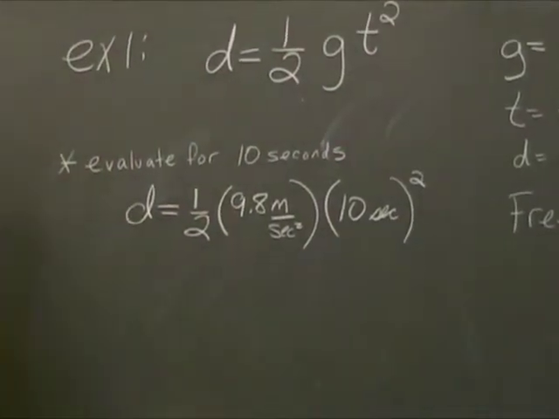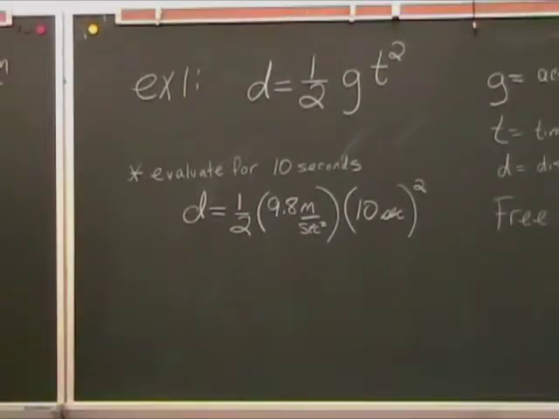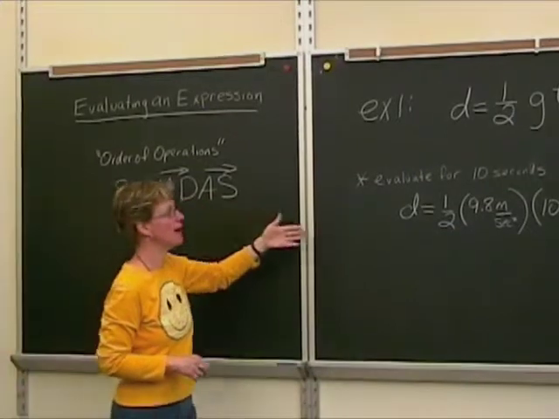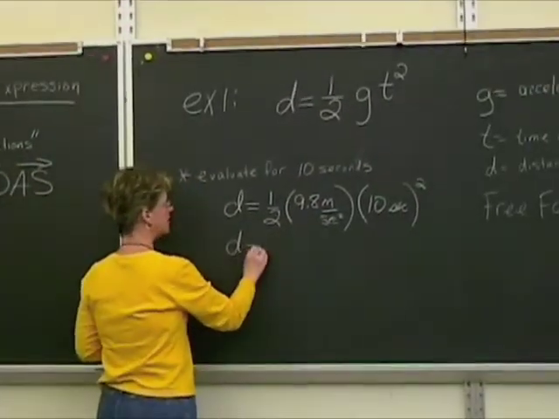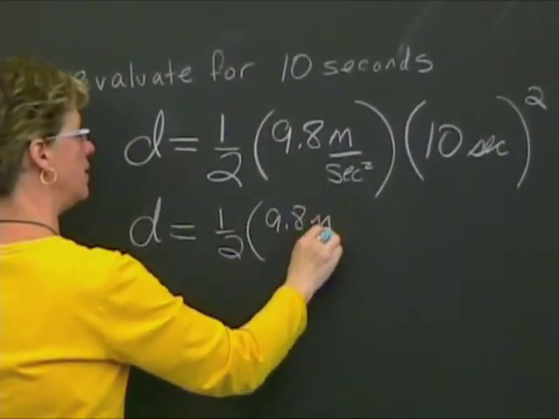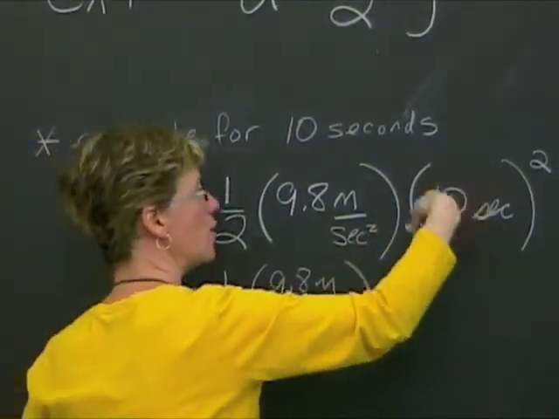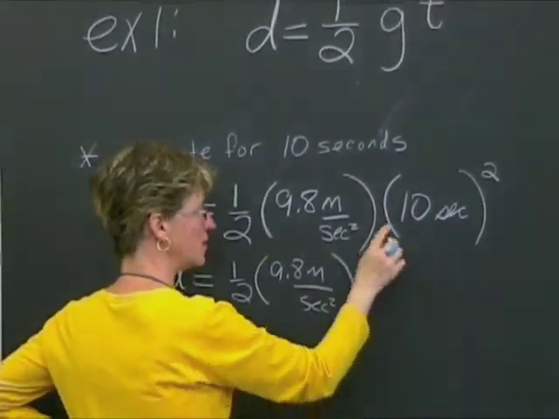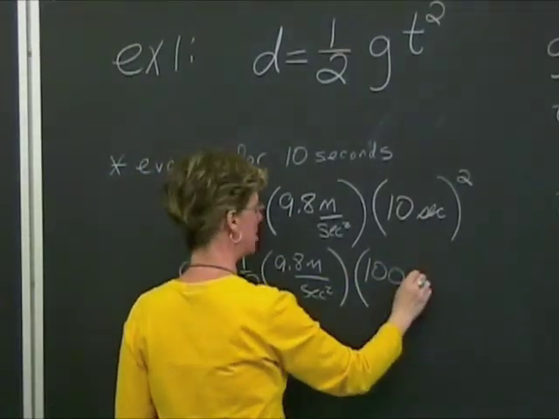Now let's take a look here. We know from the order of operations that we have to do the exponent before we do the multiplication, and that's all we have here, just multiplication and exponent. So we're going to get distance is equal to 1/2 times 9.8 meters per second squared. Now we have to square this. If we square the 10, we'll get 100. And if we square the seconds, we'll get seconds squared.